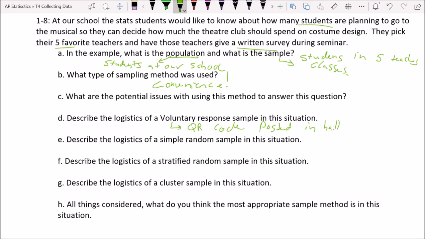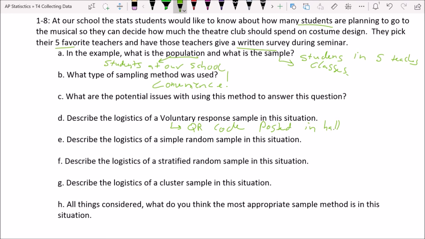Simple random sample. The way that would work is, and this would be kind of hard, we would need to get a hold of a list of every student in the school. And then we'd have to assign them a number one through whatever, and then randomly select however many, maybe we want 20 data points. We would randomly select 20 data points, and that would tell us the percentage of people that we think will come.